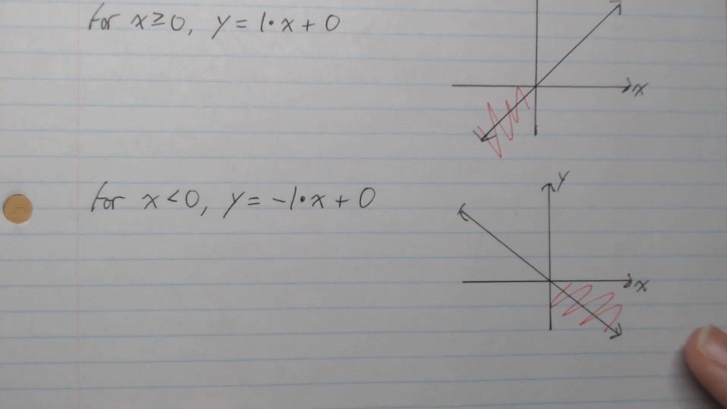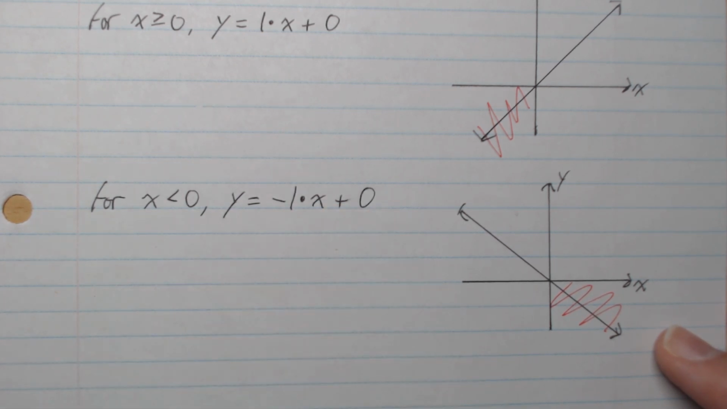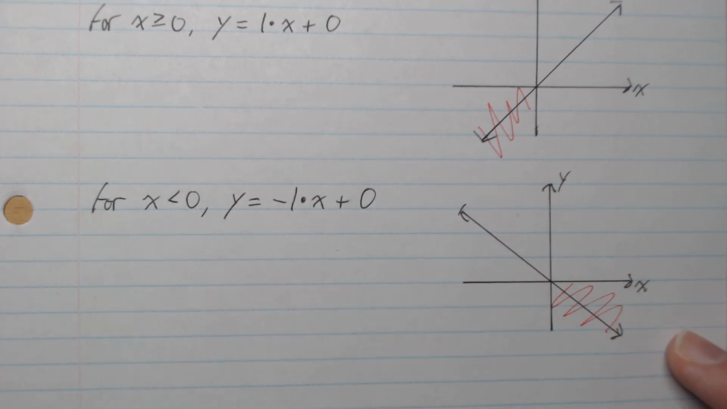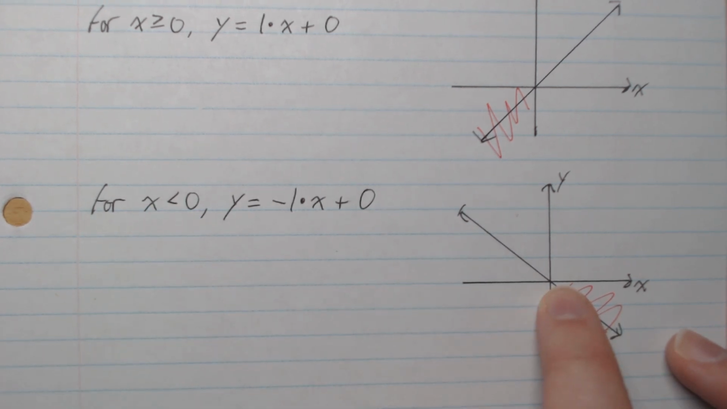Okay, the second half, for x less than 0, we have negative x, which is the same as negative 1 times x plus 0. So we start at 0, we go down 1 over 1, down 1 over 1, down 1 over 1, and then that is the graph of our function. And we're taking only x less than 0. So less than 0 is this side here, so we're not taking this chunk right there.